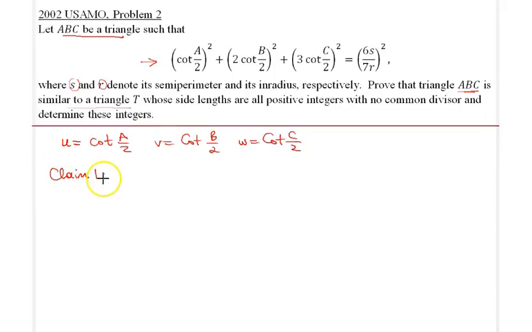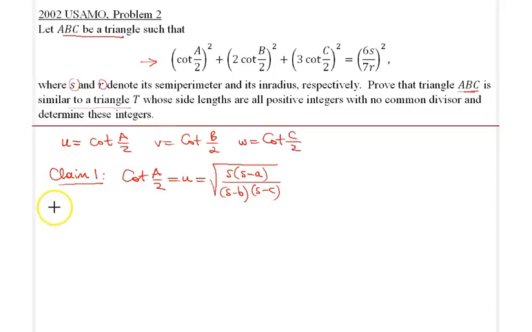So my first claim is that I would like to show that cotangent A over 2, or simply I should probably say U here because that's how I assumed, would be equal to S minus A divided by the square root of S minus B times S minus C. So I would like to prove this result. The proof will be based on the properties of the incircle, obviously.